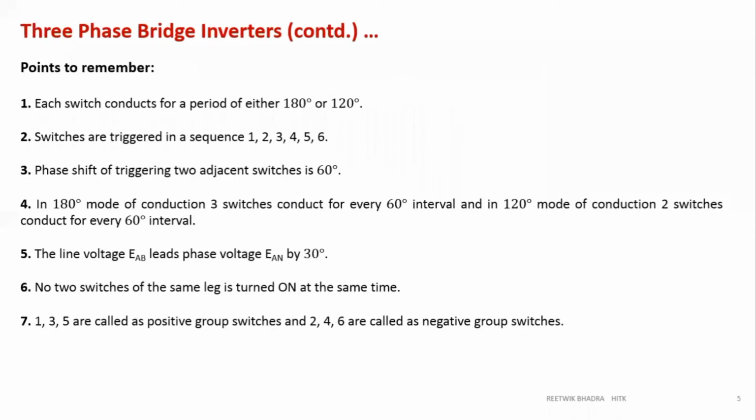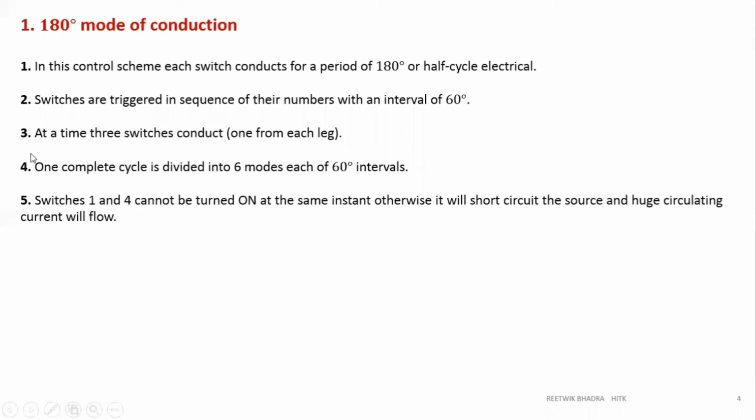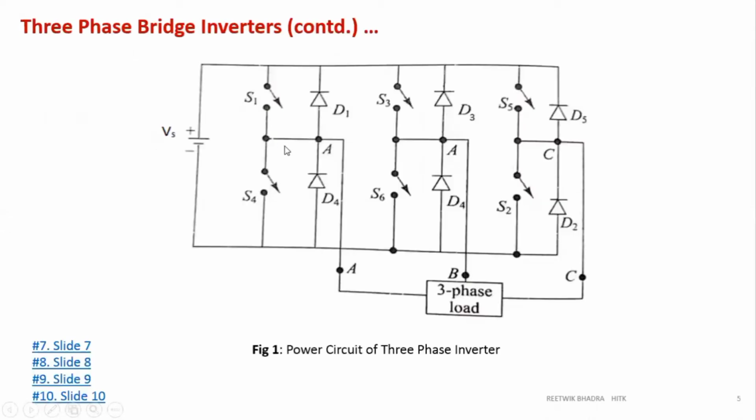All the points written over here are applicable for each mode of conduction. The switches will be triggered in a phase sequence 1, 2, 3, 4, 5, 6. In this case, at a time 3 switches will conduct, one from each leg. Why am I saying each leg? This is one leg: 1 and 4 in the first leg, 3 and 6 in the second leg, 5 and 2 in the third leg. All the top switches are odd numbers, and all the lower switches are even numbers. The difference between a top and lower switch is 3: 1 plus 3 is 4, 3 plus 3 is 6, 2 plus 3 is 5. That is how the numbering is done.